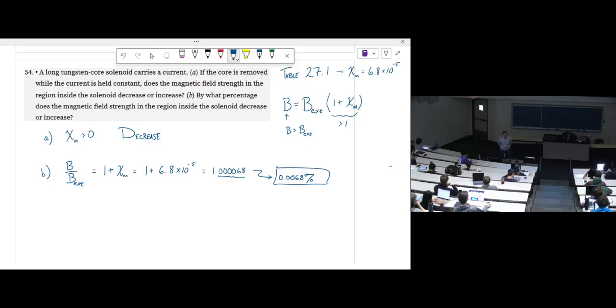I'd either have to give you the value of what it is for tungsten, or I'd have you work this backwards and say, oh, you notice this amount of change. So what is the susceptibility? And then, in that case, would it increase or decrease?